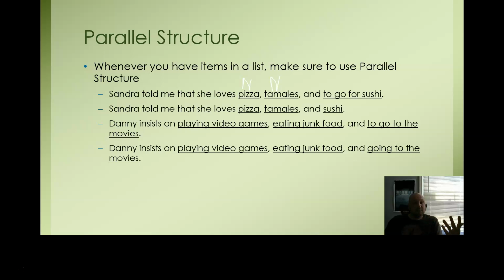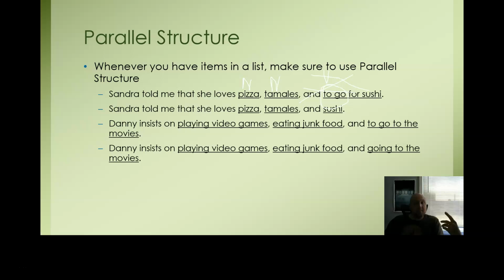But over here we have to go for sushi. To go is a verb. And because of that verb, we have a noun, a noun, and a verb. That verb is the odd man out. It is not parallel. So we want to try to make it parallel.